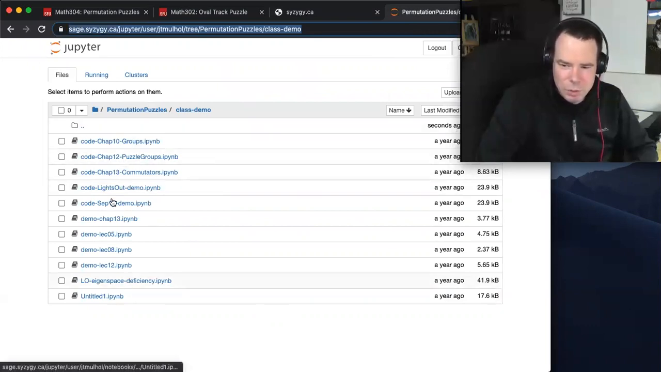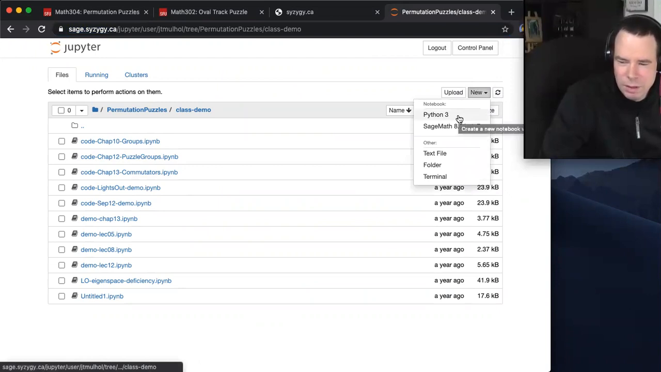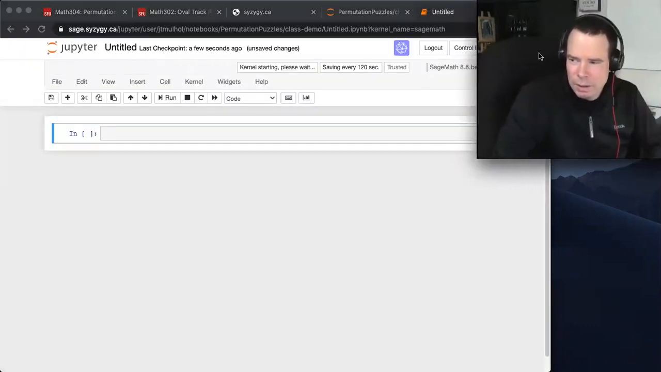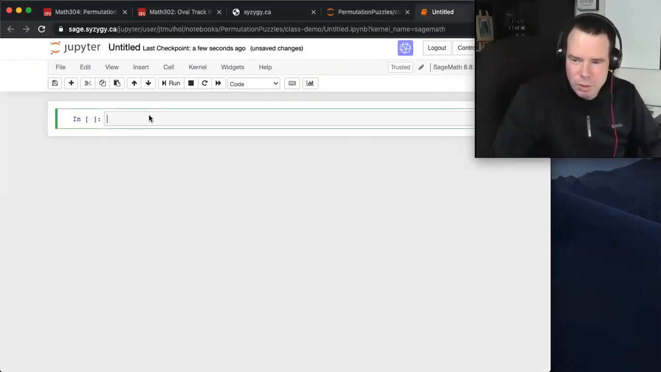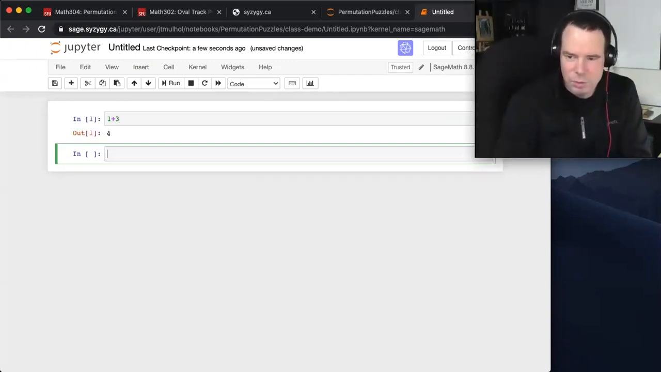Yours will be empty because you won't have any files in it, but I've got some files here related to the class. I'll just drag myself over. Then you'd go new, and you can do a Python 3 if you wanted to just work strictly with Python. But for us, we're going to use Sage Math. I open that up, and that takes me to a worksheet where I can do some calculations in Sage Math. So 1 plus 3, okay, there it's 4.